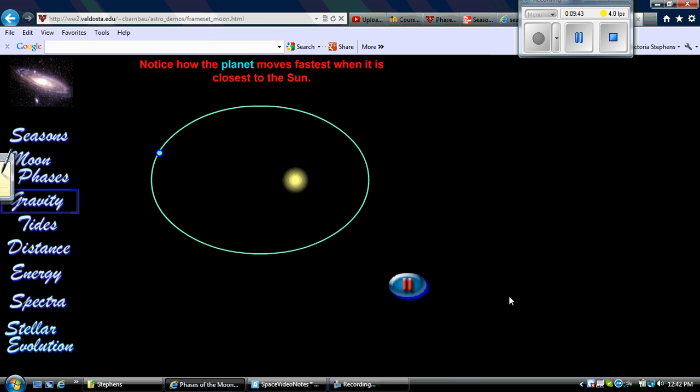Notice the planet moves the fastest when it's closest to the sun. In the northern hemisphere, that's actually in the winter.